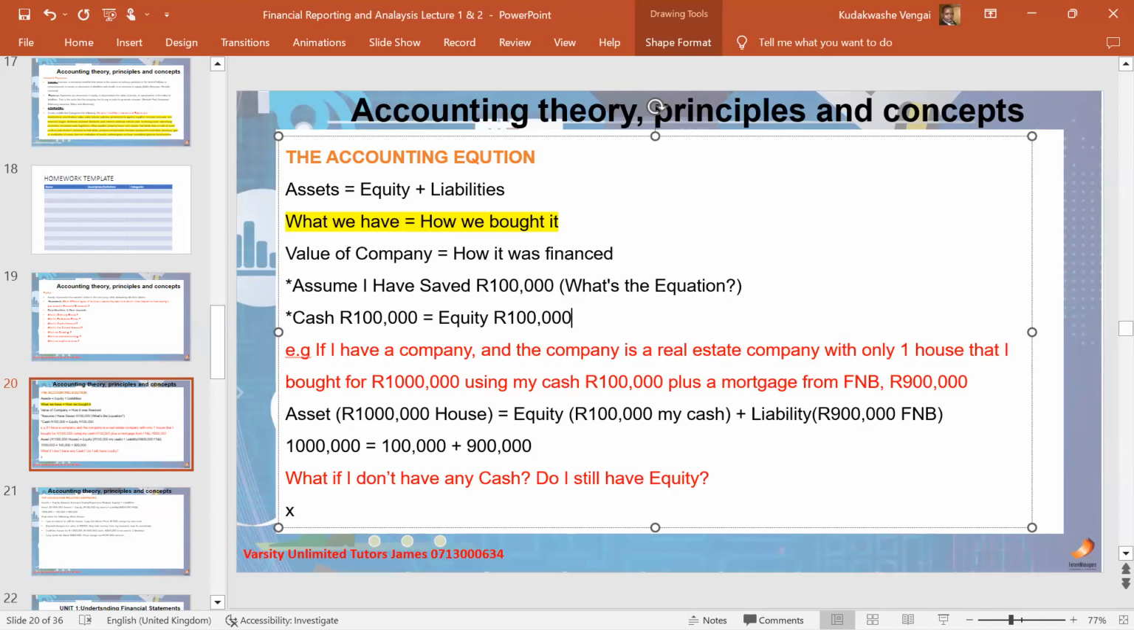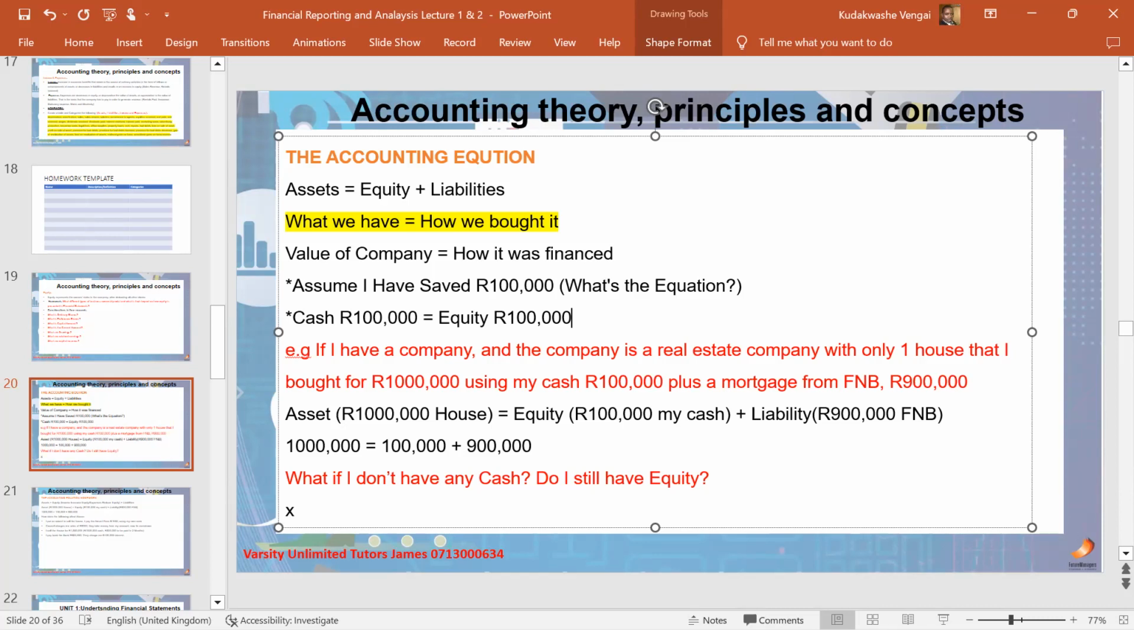But according to accounting, assets are always equal to equity plus liabilities. So this 1 million rand in assets, how did I buy this house? I used 100,000 rand, which is my equity. And I used 900,000 rand, which is a liability, a loan that I got from FNB. So 1 million rand is equal to what? 100,000 that I used, which is myself, plus 900,000 from FNB, which gives me 1 million. So again, my accounting equation is balancing. I've got 1 million on one side and another 1 million on the other side.